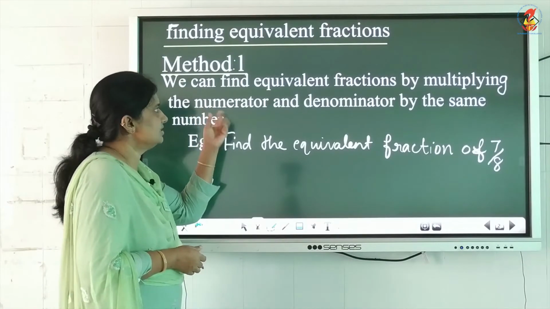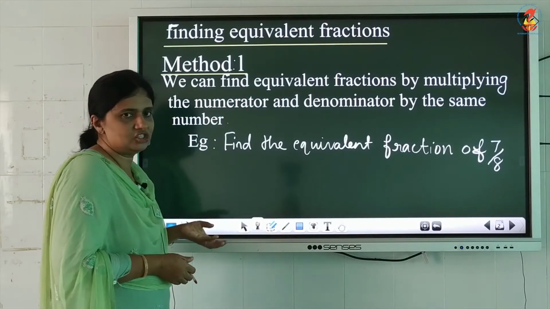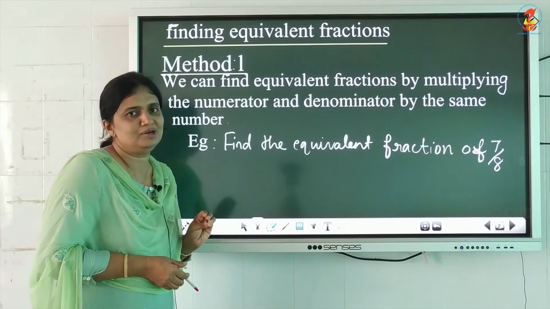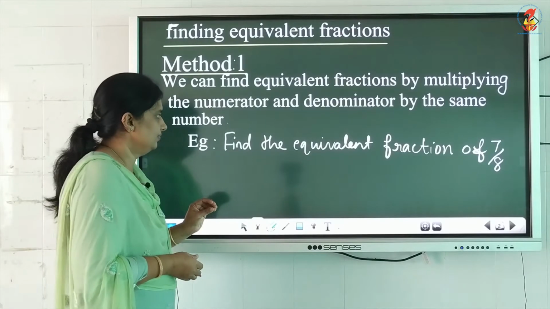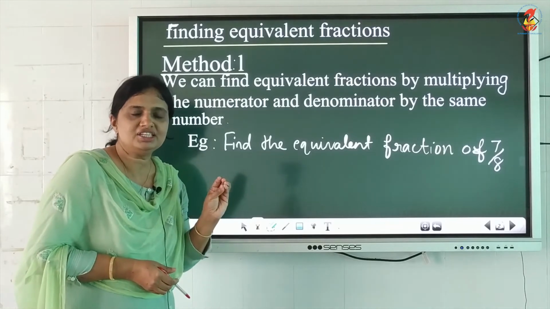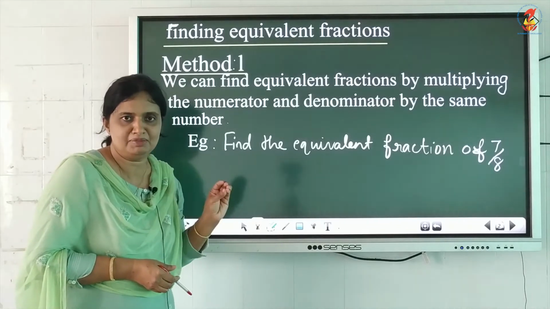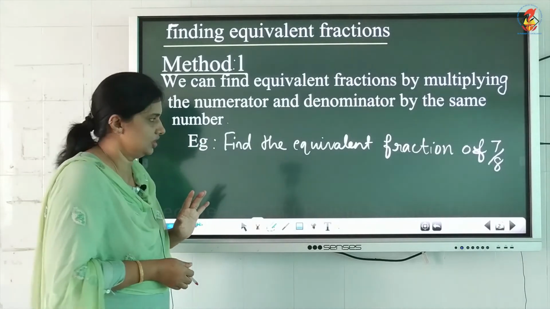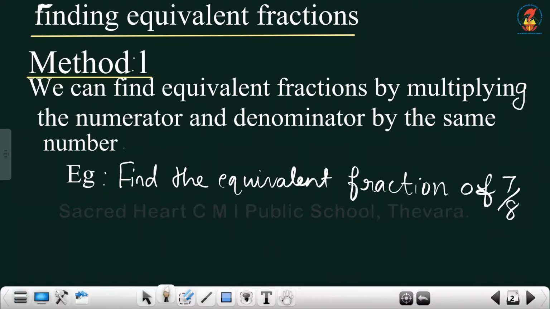The first method is we can find the equivalent fractions by multiplying the numerator and denominator by the same number. Is it clear? We need to multiply the numerator and denominator by the same number. You will get what? The equivalent fraction of that fraction. I will give you one example. Find the equivalent fraction of 7 by 8.